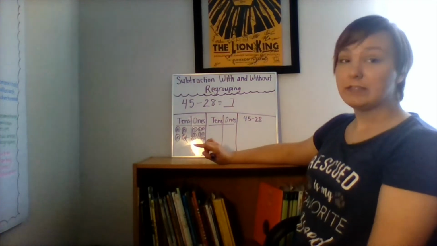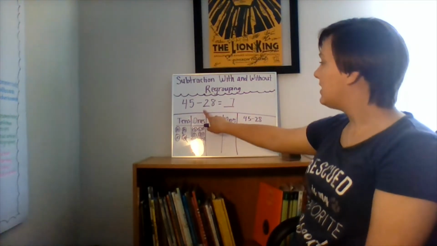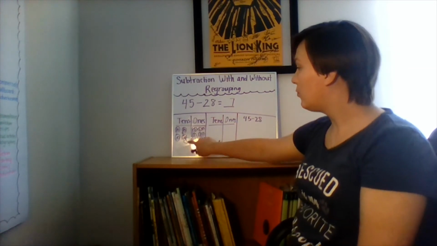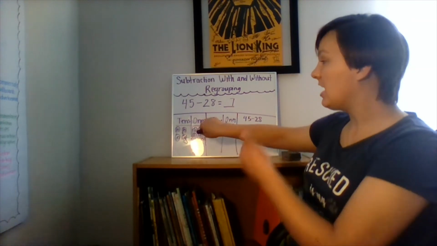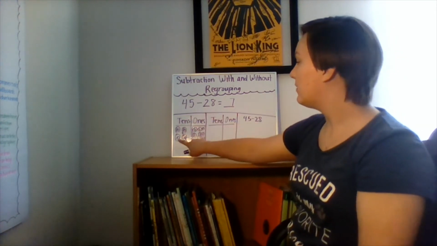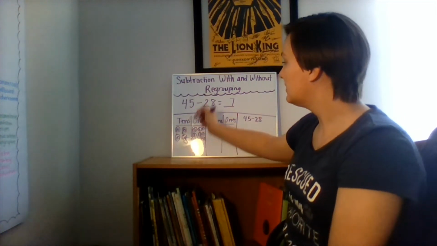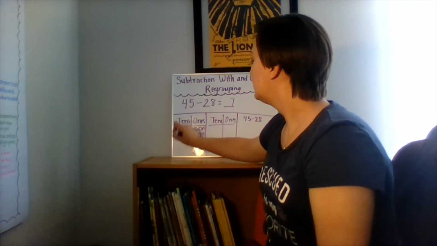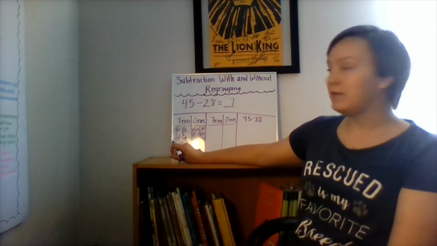Now, I can't forget to subtract my tens. I need to take away 2 tens from 4 tens. But remember, I moved one of my tens over to the ones place. I changed it. So now I only have 3 tens. I need to take 2 tens away from 3 tens. So let's count. 1, 2. That leaves me with only 1 ten.